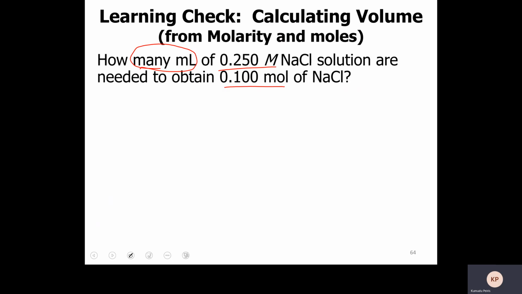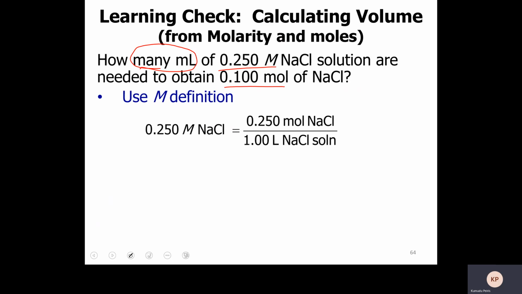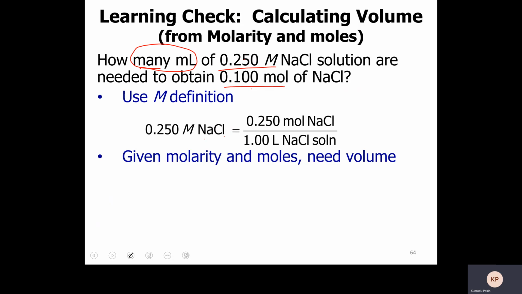Okay, so we start with the molarity. 0.250 molar sodium chloride means, now we are substituting these numbers, 0.250 moles of sodium chloride in 1.00 liter of sodium chloride solution. So we are given the molarity and the moles. We are looking for the volume.